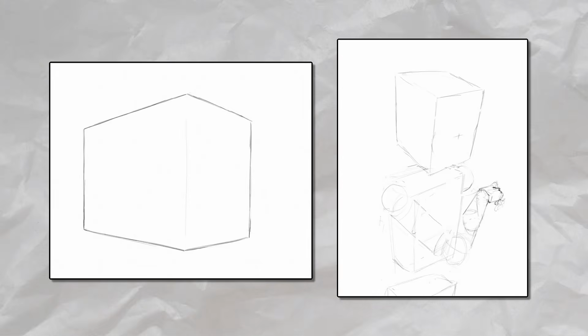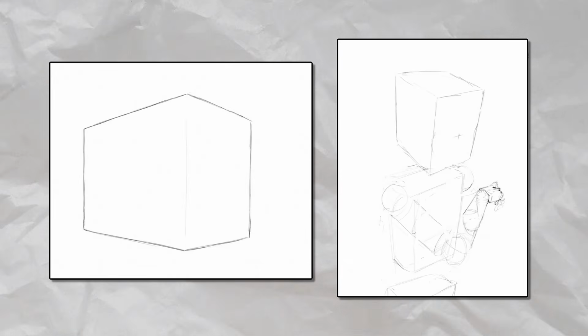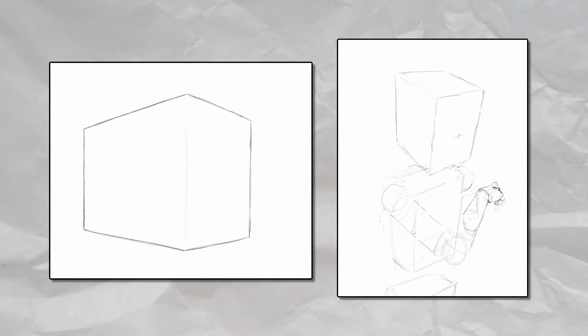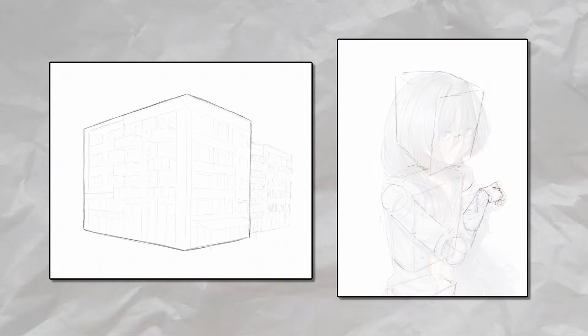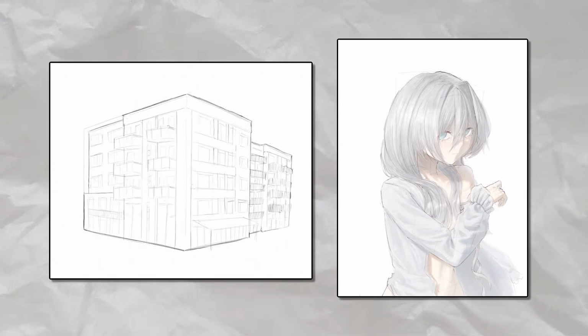A large building could be simplified to a big box. An arm could just be multiple forms. We know these shapes, we've been practicing them. By simplifying objects to a simple form, it makes them significantly more manageable.